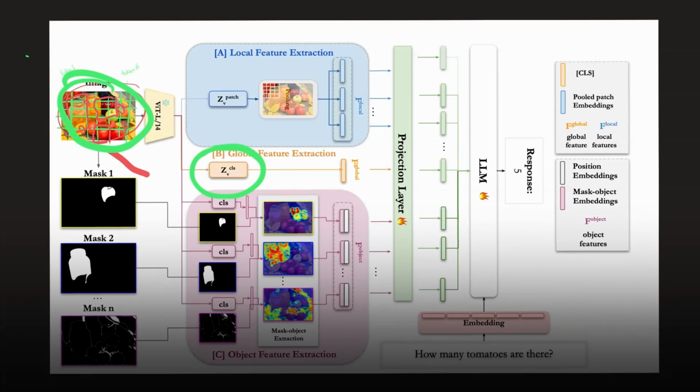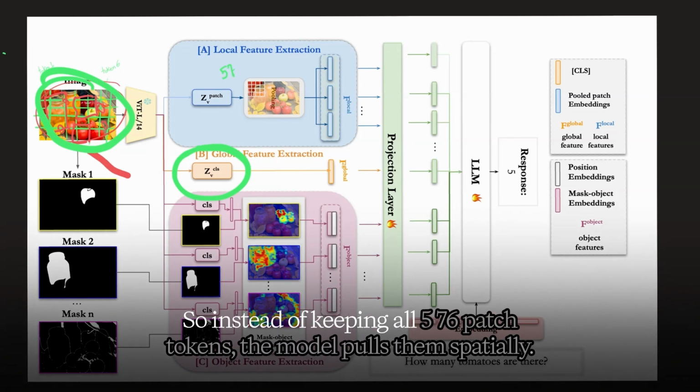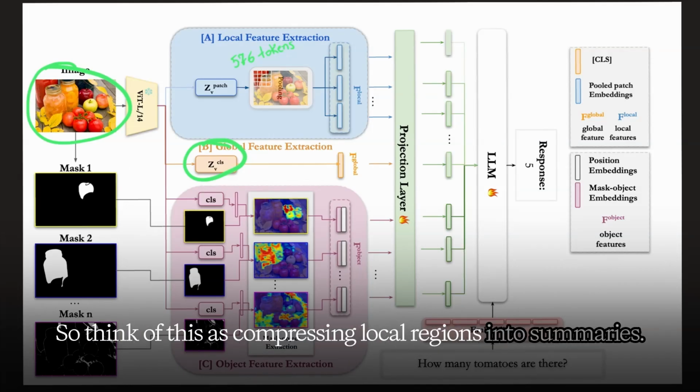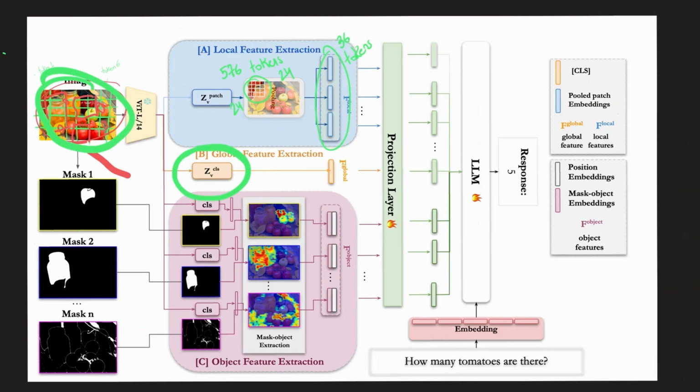Second, we're going to need spatial detail, but we don't need every single patch. So instead of keeping all 576 patch tokens, the model pools them spatially. Think of this as compressing local regions into summaries. So you have the original 24 by 24 grid, which is 576 tokens. With spatial pooling, these are going to be reduced to 36 local tokens. These pooled patch embeddings are going to preserve the layout and the nearby interaction. So what is happening where, but at a much lower cost.